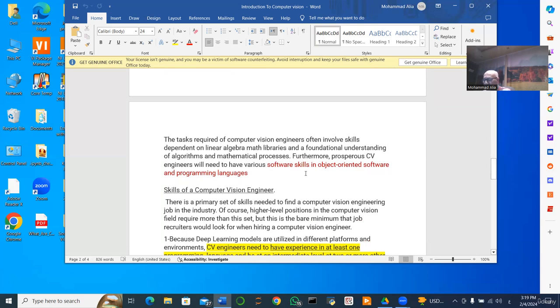Moreover, because all of the work done by the computer vision engineer is done by the computer itself, the engineer must master a programming language, and more. But at least he should master one language as a minimum and one or more other languages as supporting languages.